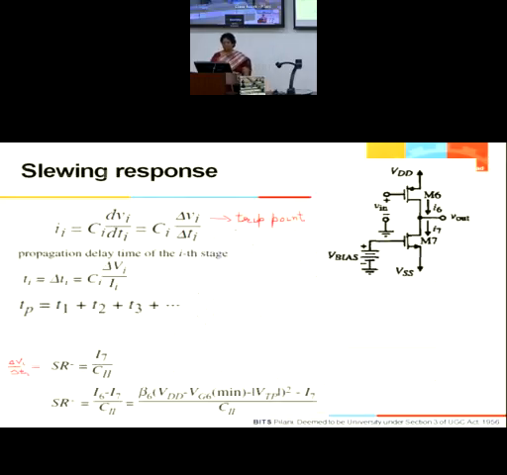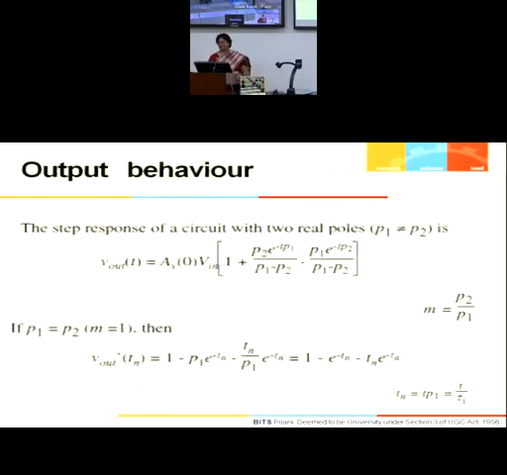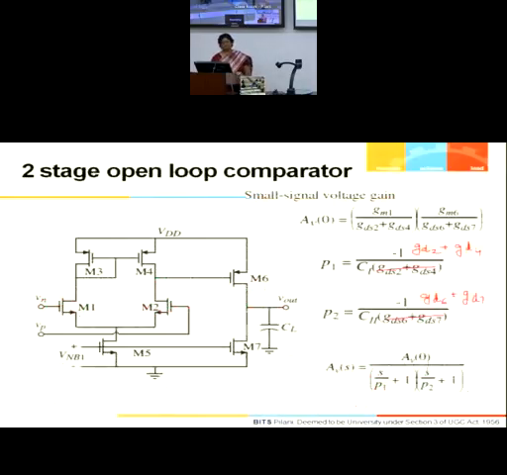Fine, so we move on to the slew response. If my output is slewing, that means in a two-pole system, which stage has a high chance of slewing? Normally the second stage, because the first stage will produce a large output, suppose. As a result, the second stage will have a large signal at its input terminal. As a result, you may have the second stage going into the slewing mode.